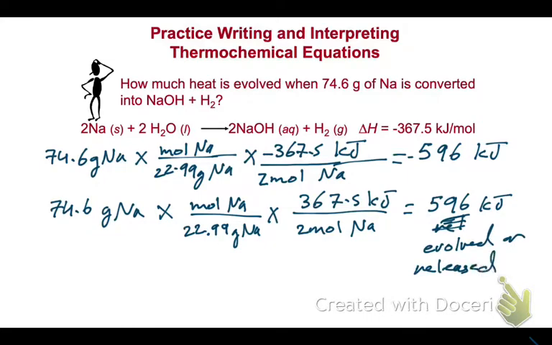So what's the difference between them? It's the exact same thing, but if I put the negative sign, it is understood that it is released, right? Exo. If I don't put the sign, I'm just using it as a numeral value for energy, then I just say it: 596 kilojoule evolved. So the negative sign means evolved. If I don't put it, I have to put the word evolved.